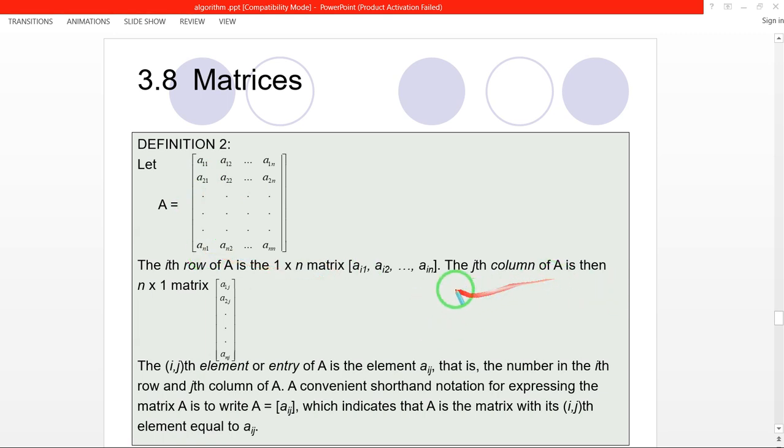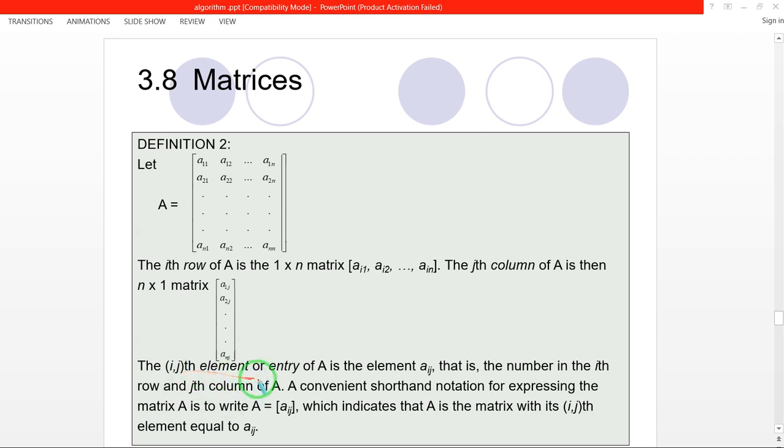Okay, so how can we write the column now? The jth column of A we can write as n cross 1. 1 means just one column. Now you can see this, you just have one column and a number of rows. So that is just the order of a matrix, how we can write it.